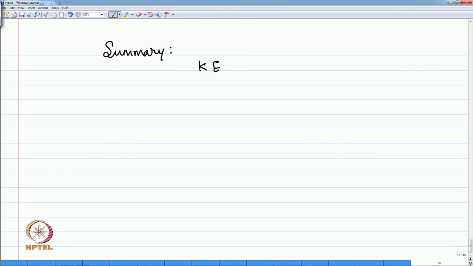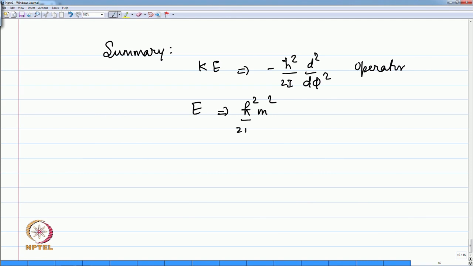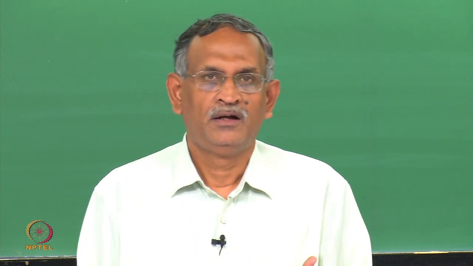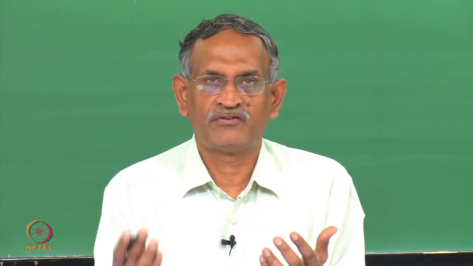Kinetic energy, we wrote this as minus h bar square by 2I d square by d phi square. Operator, kinetic energy operator. Energy is h bar square m square by 2I, which if you have to write, it's h square by 8 pi square I m square. M is 0, 1, 2, 3, etc. M is equal to 0 is a perfectly acceptable quantum number here, because all it means is that the particle does not have a rotational kinetic energy. It stays somewhere on the circle.